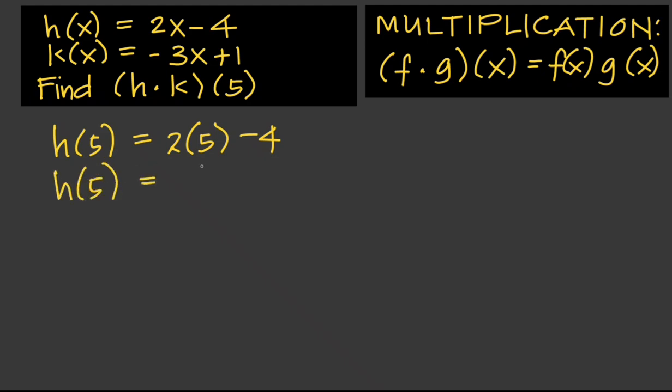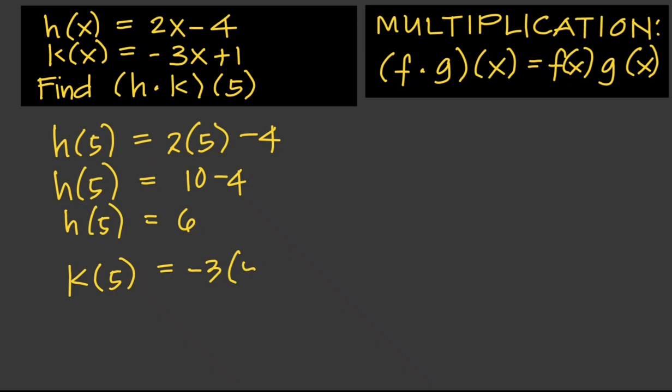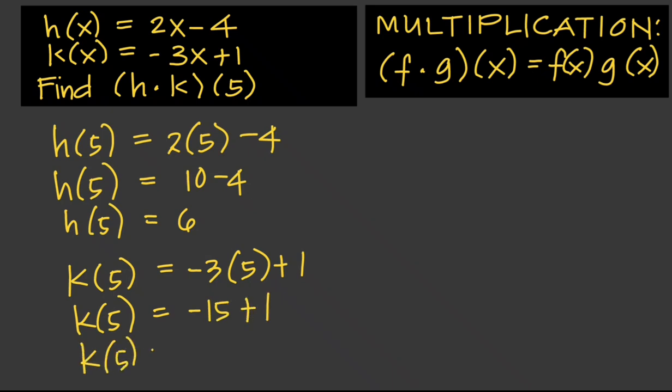So that would be 10 minus 4. So our h of 5 is just equal to 6. And then we evaluate k of x at 5. So that is negative 3 times 5 plus 1. So k of 5 is just equal to negative 15 plus 1. So k of 5 is just negative 14.